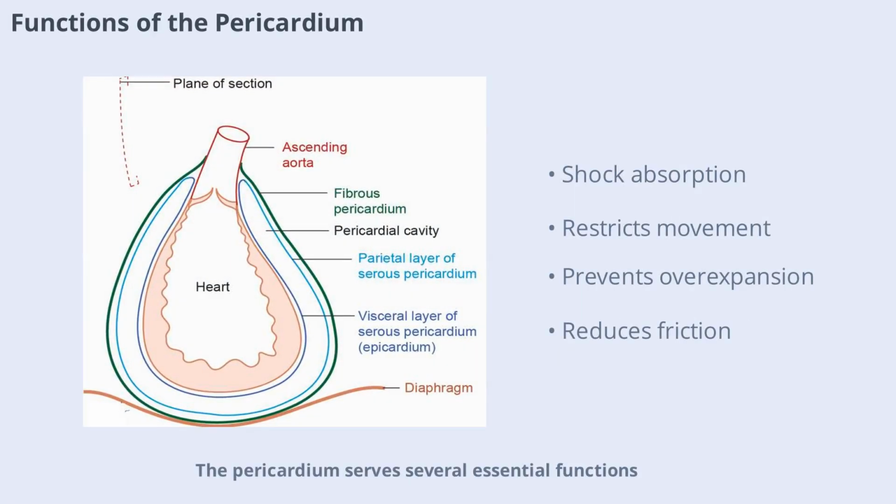The pericardium serves several essential functions. It protects the heart by absorbing shocks, restricts excessive movement, and prevents the heart from overexpanding. Additionally, it prevents kinking of the great blood vessels and minimizes friction between the heart and surrounding structures. These roles are crucial for maintaining the heart's stability and ensuring smooth, efficient cardiac function throughout life.